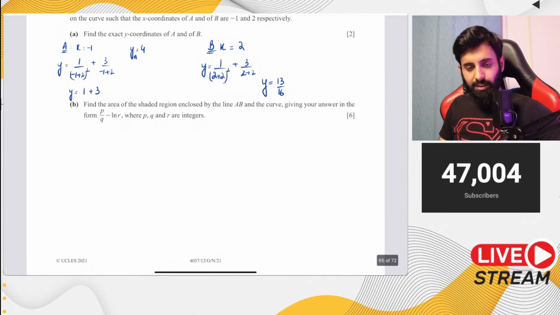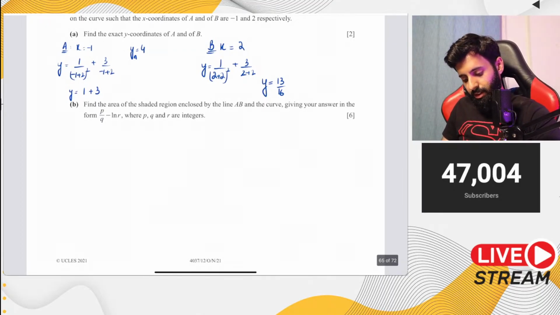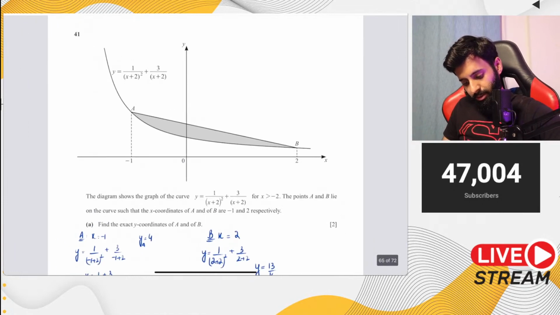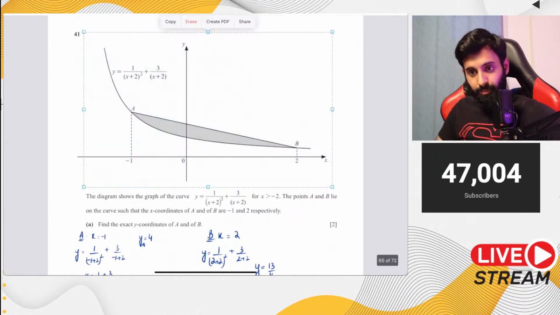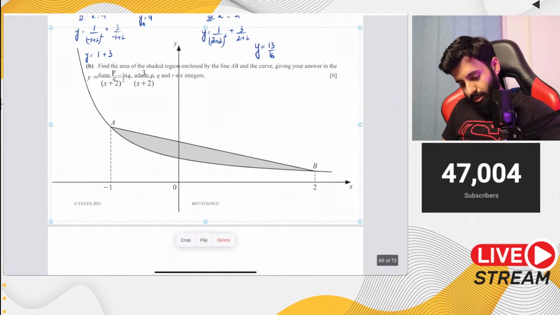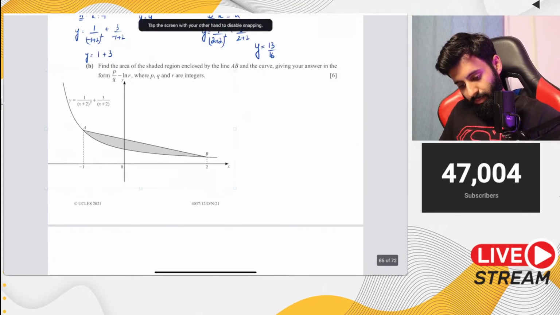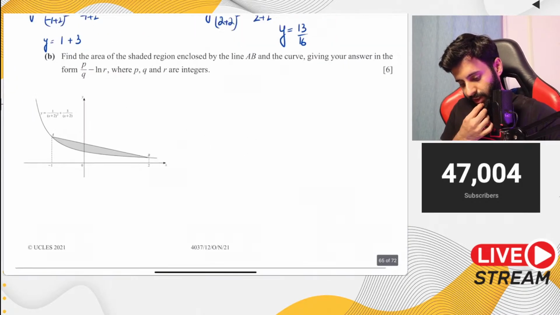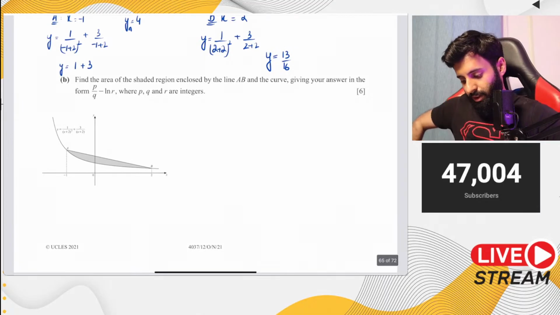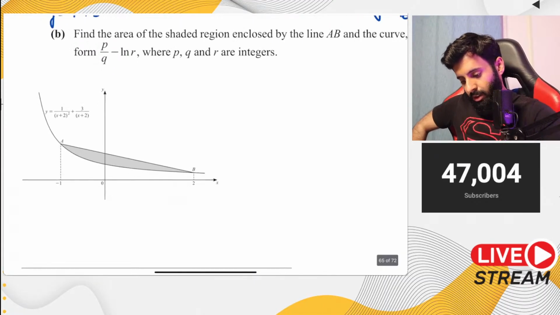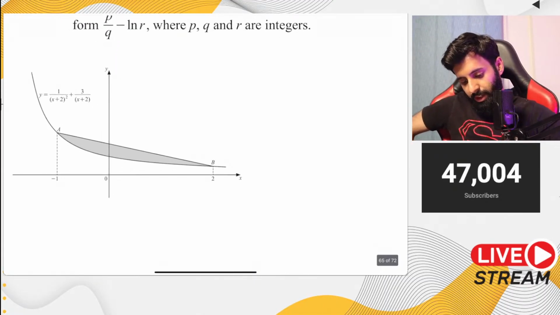Okay, then it says, find the area of the shaded region enclosed by the line AB and the curve, giving your answer in the form of P upon Q minus ln R, where P, Q and R are integers. Okay, now let's see what we can do over here. We need to find out the area of the shaded region.